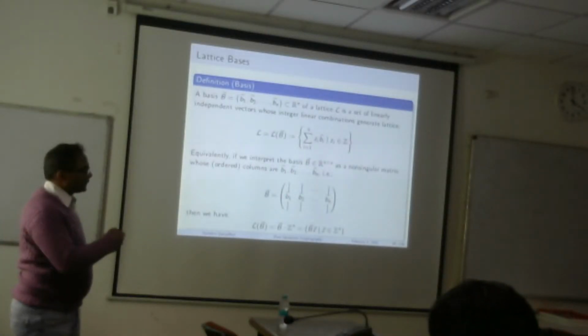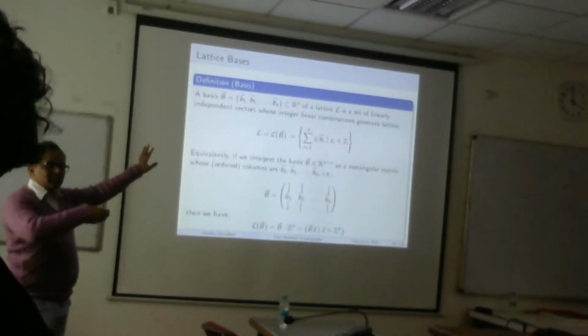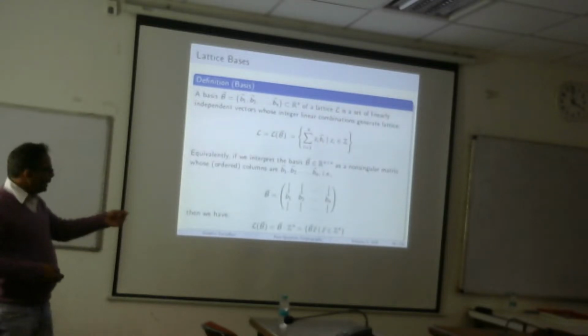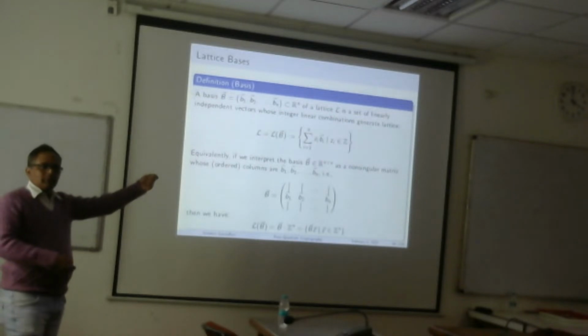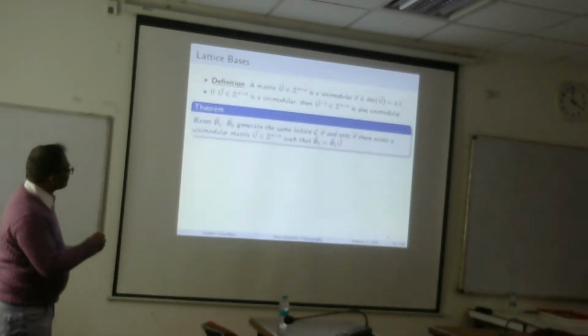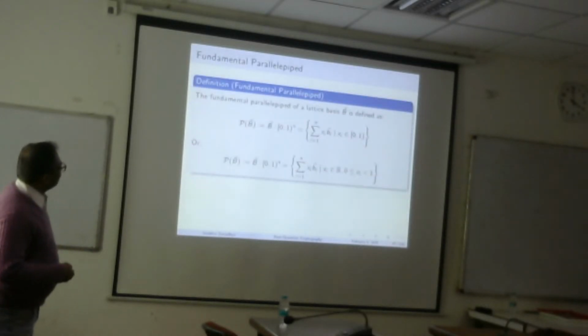Combination of basis vectors. Okay, and the idea was that you have a basis vector matrix, you multiply it by a column vector of integers, and you get one lattice point. And by varying that column vector, you can get all lattice points. Okay. Now, there is something which I don't need to bother about right now.